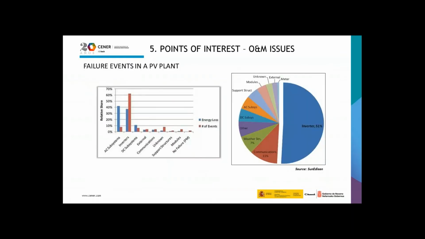It's interesting to consider the number and type of failures that occur in photovoltaic installations, not only the number of events, but their effect on the interruption of energy injection. These graphs show the percentage distribution of failures, the number of events that occur, and their effect on energy. As can be seen, the largest number of failures is related to the inverters, although the largest loss of energy is related to failures on the AC side.